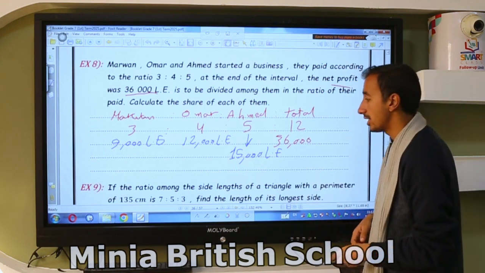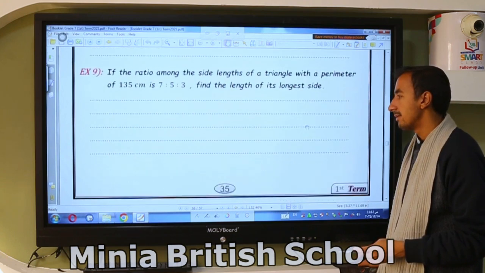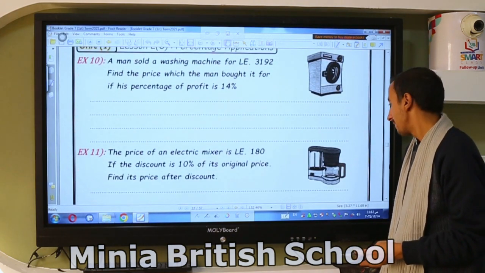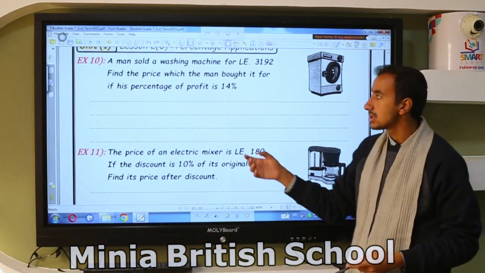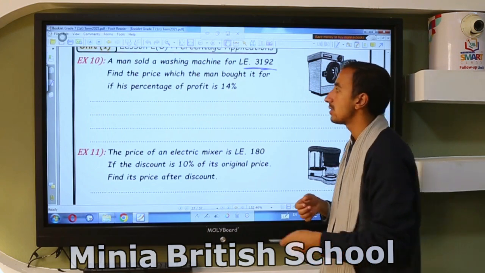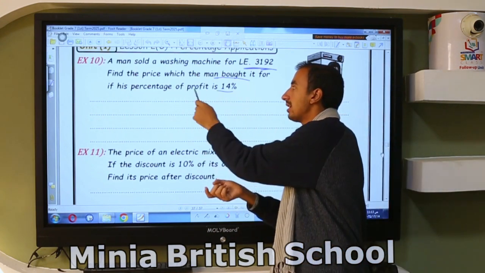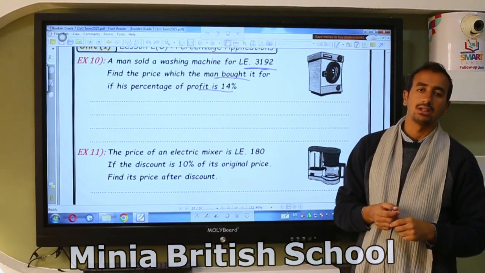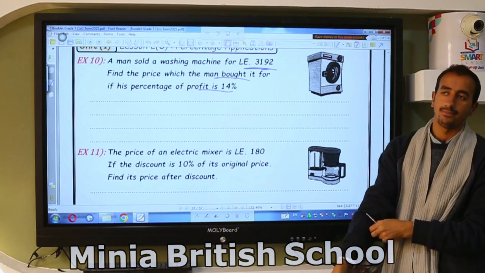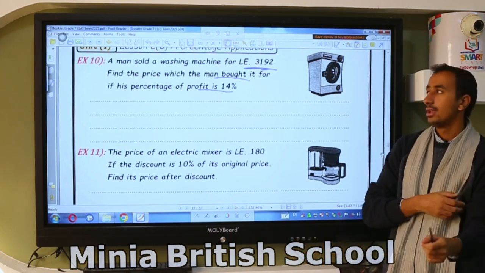Okay, that's the proportional division. Let's take another example about the percentage application. Percentage application here means the discount and the profit. A man sold a washing machine for 3,192. To find the price which the man bought it for, if the percentage of the profit is 14%, I need to find the cost price or the price before the profit.